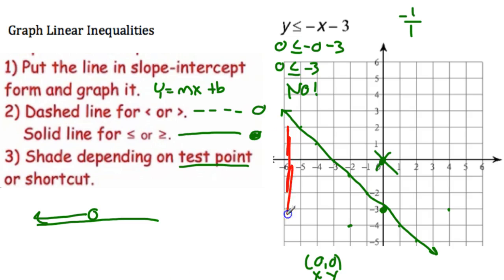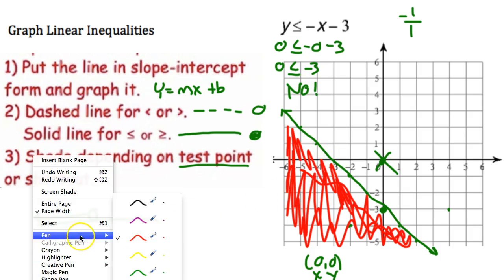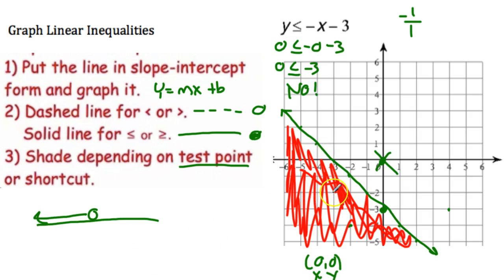So the side that does work, I shade in. Could be any point on this side of the graph. If I want to test one, I can, just to make sure that it really does work. So if I try this point right here, this is (negative 3, negative 2).